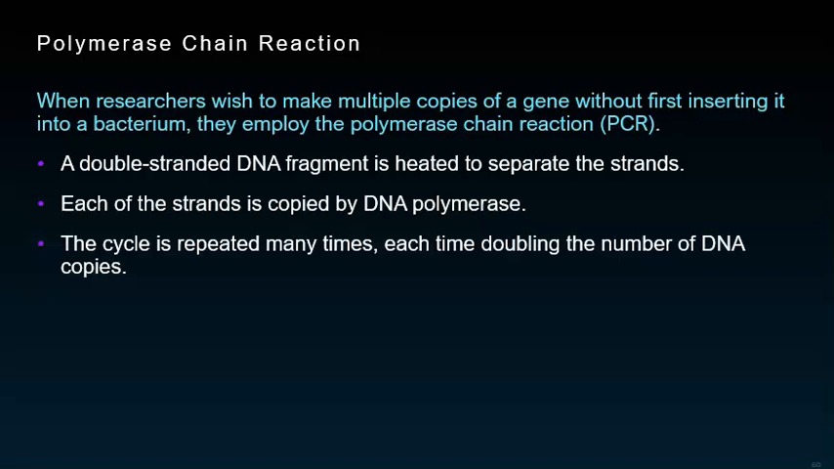So our polymerase chain reaction, whenever researchers are going to make multiple copies of a gene without first inserting it into a bacterium, they employ this PCR. And we showed that really in-depth video in class. But this is where a double-stranded DNA fragment is heated to separate the strands, so we're denaturing again. And each of the strands is then copied by DNA polymerase. This cycle is repeated many times, over and over again, until we have so many samples of that DNA copy that was our target.